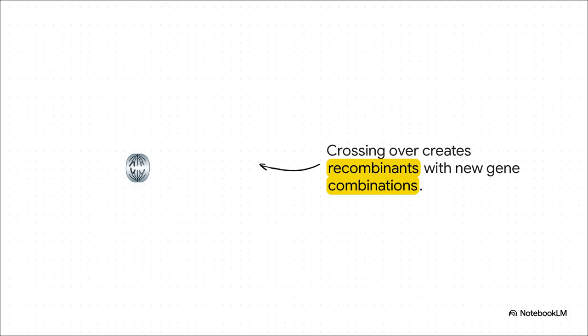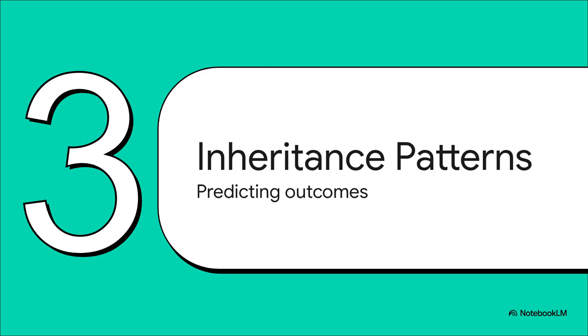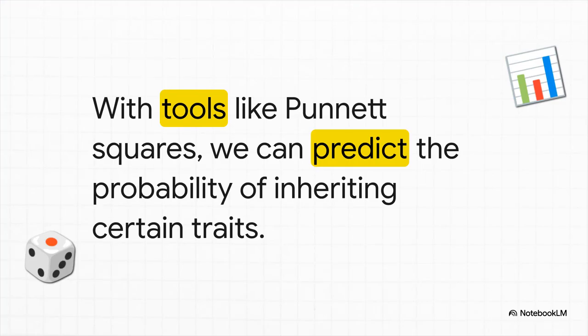Okay, so we know genes exist, and we know they get shuffled up during meiosis. But can we actually predict the outcome of these genetic lotteries? Well, a lot of the time, yes, we can. Welcome to Section 3, Patterns of Inheritance, where genetics becomes a predictive science. One of the key tools for making these predictions is the Punnett square. It's basically a simple grid that helps us visualize all the possible genetic combinations from a cross between two parents, and it lets us calculate the probability of their offspring inheriting a specific trait.